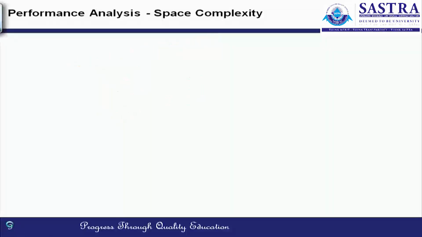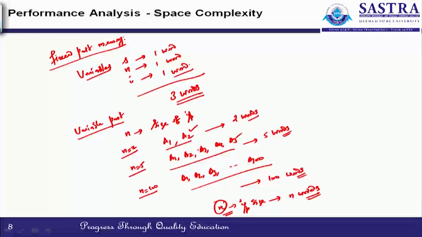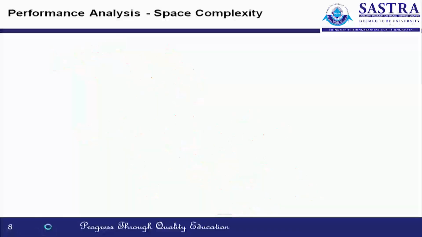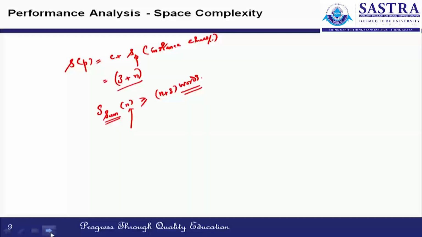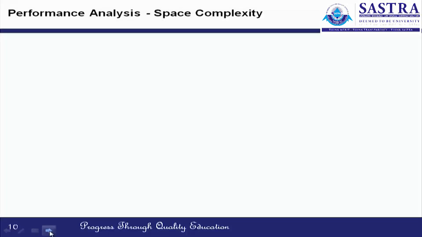So, this is an example which includes the memory for fixed size variables as well as a variable part memory. Both fixed part memory and variable part memory are required for the completion of execution of this algorithm. Consider this example.